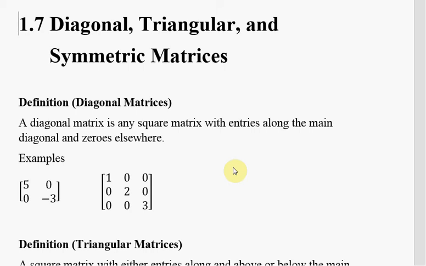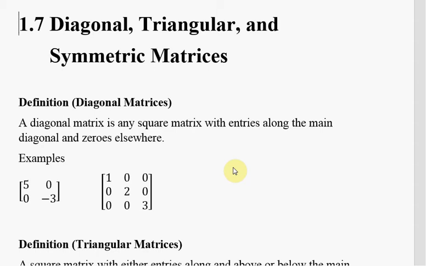Diagonal, triangular, and symmetric matrices. I want to give the definitions for all three types of matrices, look at some of the properties, and then mostly prove some of the very basic consequences of all three categories.